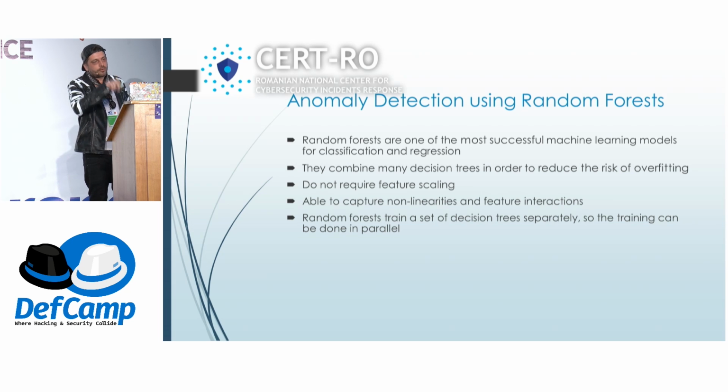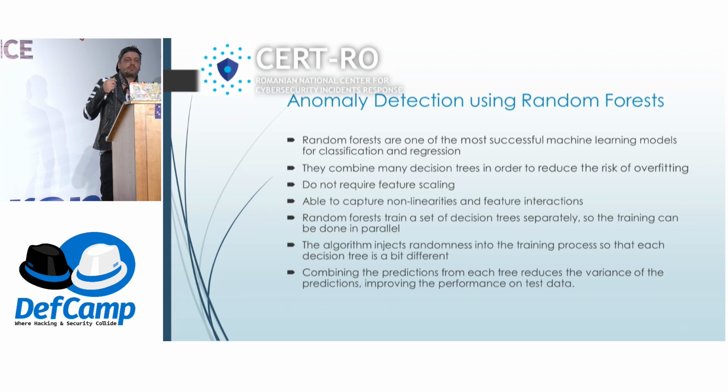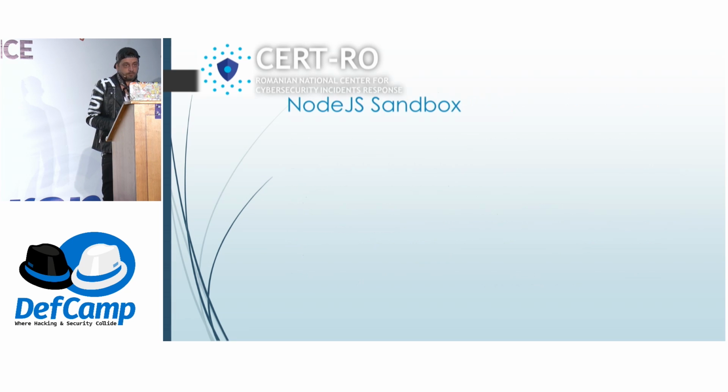Also, random forests train a set of decision trees separately, so the training can be done in parallel for added speed. The algorithm injects randomness into the training process so that each decision tree is a bit different. Combining the predictions from each tree reduces the variance of the predictions, improving the performance on test data.